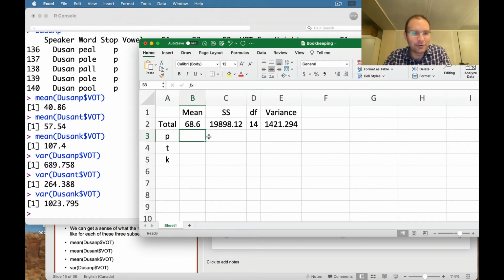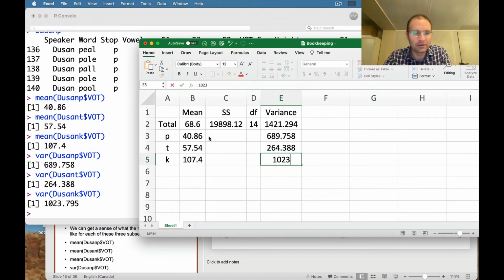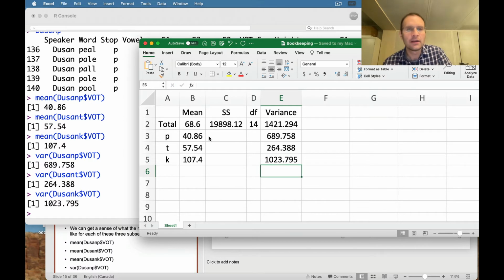So for the P's, we get a mean of 40.86. For the T's, it's a little bit higher. For the K's, it's a lot higher. And I've got variance values here as well. I'll just put these here without calculating what goes in the middle, and I'll let you think about what might go in the middle before I get there.